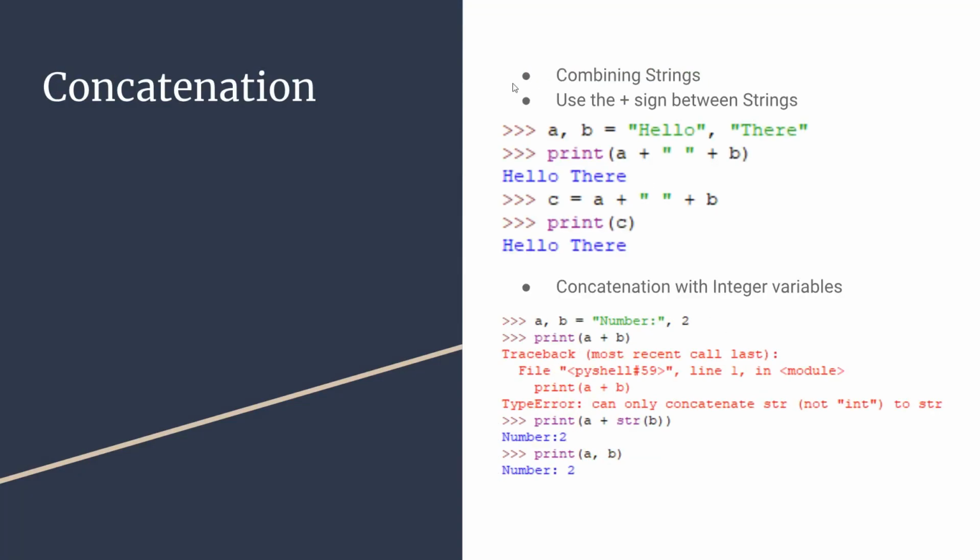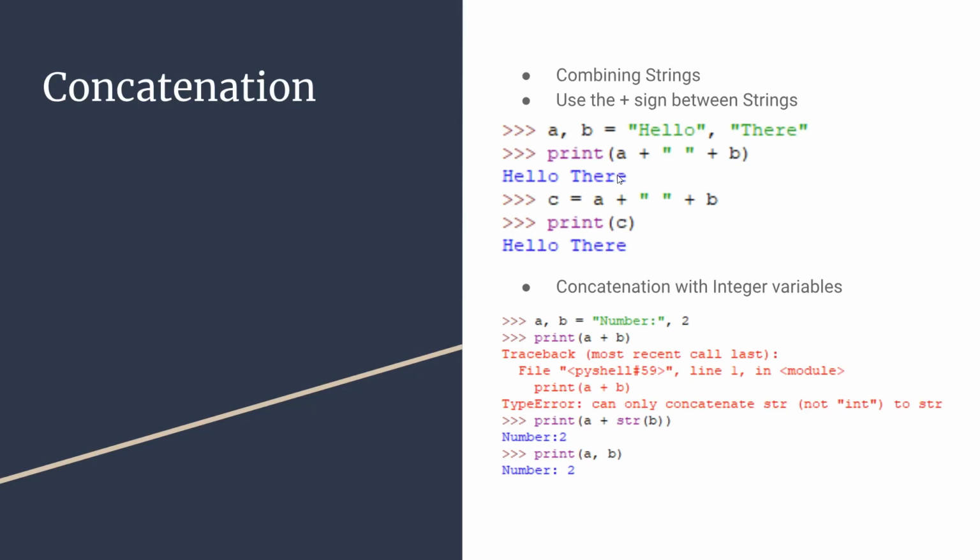Okay, so combining strings. This is known as concatenation, and basically all we're going to want to do is use a plus sign between the strings in order to say we want to concatenate or combine these things. So we're assigning A hello and B there. So we want to print A plus a space plus B. So we're concatenating A with a space and then concatenating B. So we have hello space there, and that's perfect. That's exactly what we wanted.